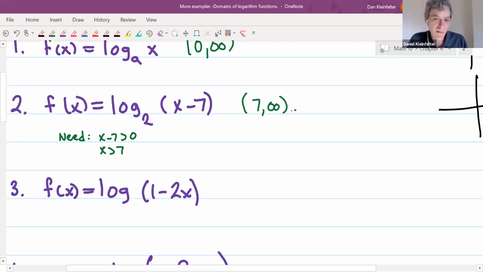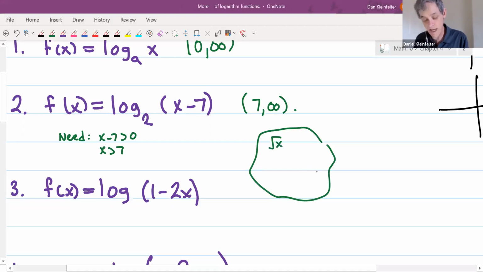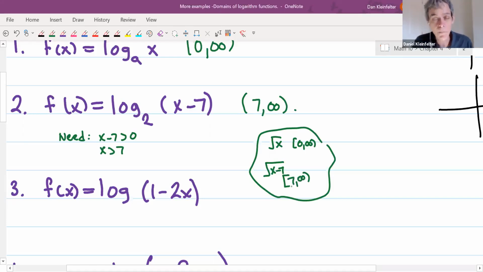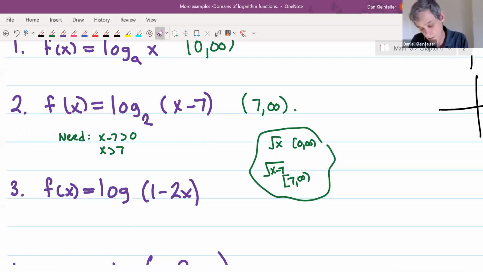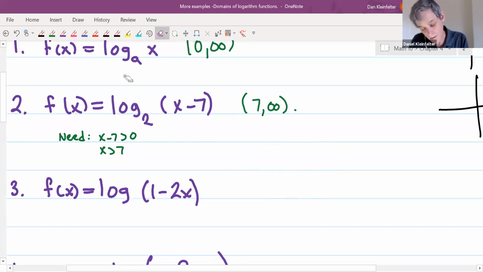Okay, this is kind of like when we were dealing with square roots, you know, back in the day. We know that the square root had to have a positive input, and so its domain was 0 to infinity. And if you took the square root of x minus 7, the domain would have been 7 to infinity, right, in order to keep it defined as a real number. This is a similar sort of thing, okay? What goes into the logarithm has to be something positive. A difference between a log and the square root that I was just talking about is that we were able to take the square root of 0. You can't take the logarithm of 0. Okay? All right, so continuing on.